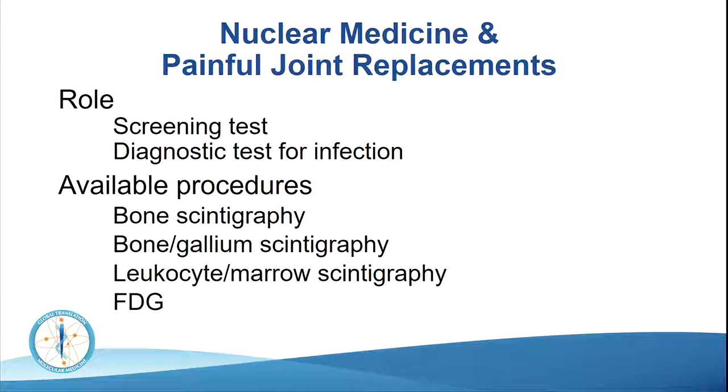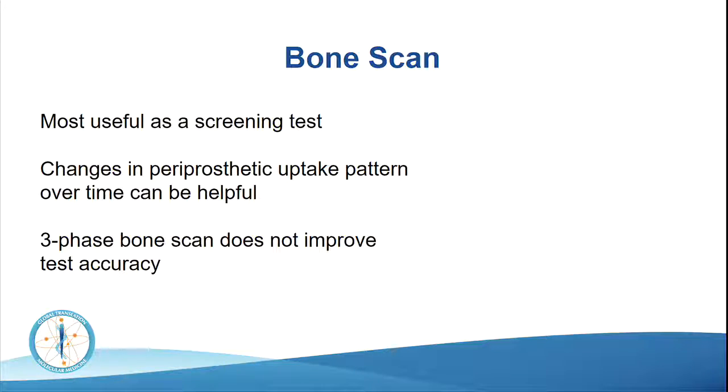So what's the role of nuclear medicine or nowadays molecular imaging in a painful joint replacement? Well, we can treat nuclear medicine as a screening test, or we have nuclear medicine tests that can be used more specifically for diagnosis. The tests that we have available include bone scintigraphy, bone gallium, gallium-67 scintigraphy, leukocyte marrow imaging, and FDG.